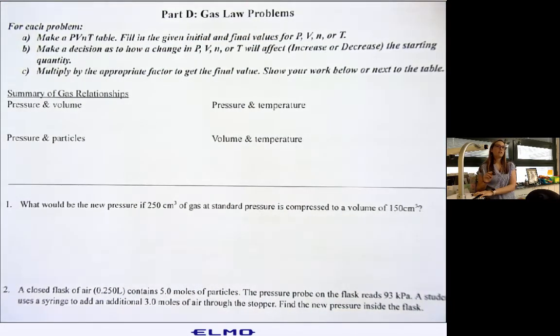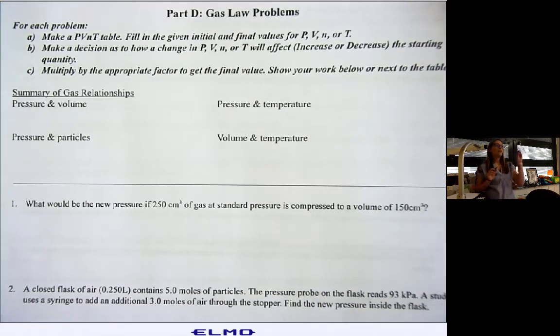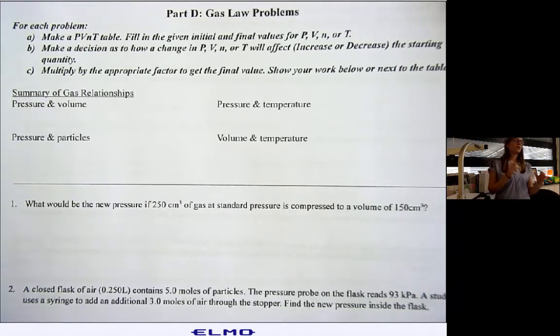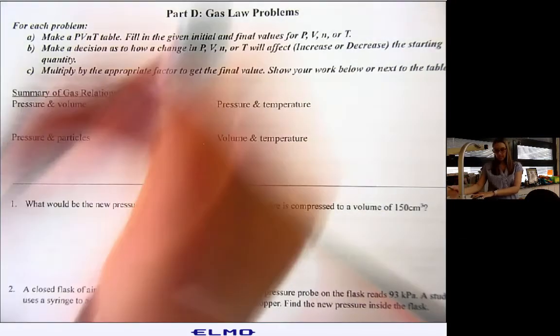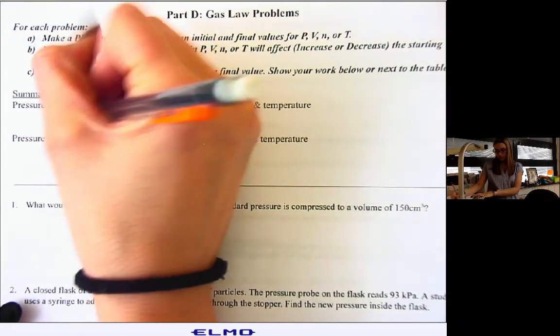Now, we've looked at this already, but this is a way that you have everything right at the top of the page. So, summary of the relationships. I just want to know, as one goes up, what happens to the other one. So we're just looking at direct or inverse. So we have it right here, quick and easy. So remember, pressure and volume.